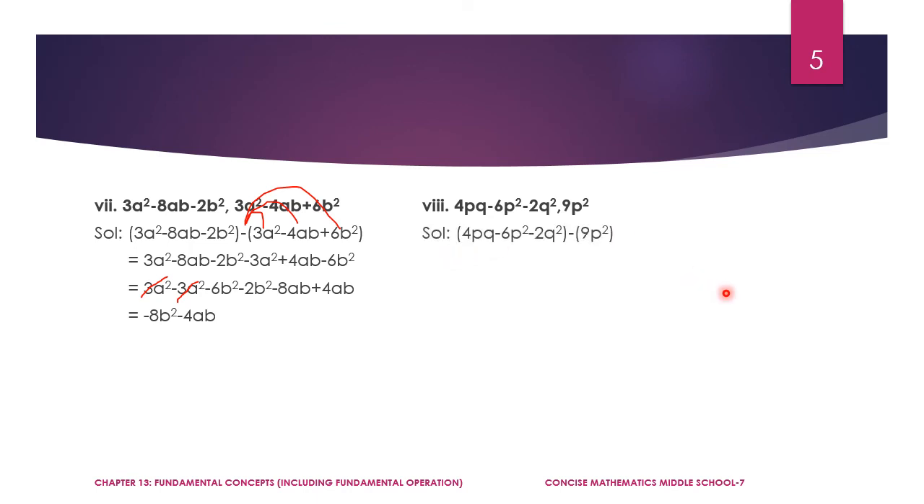Next, eighth question. The second expression must be removed from the first one. So here it is only one term. So plus into minus becomes minus 9p square. And now arrange all the like terms together. And here both are having a negative sign. So put the minus sign and add them. 6p square plus 9p square will be 15p square. Right?